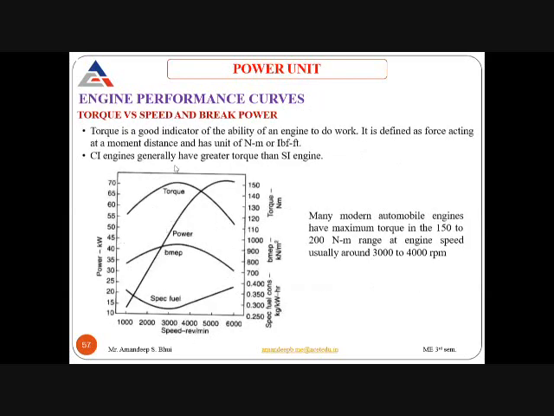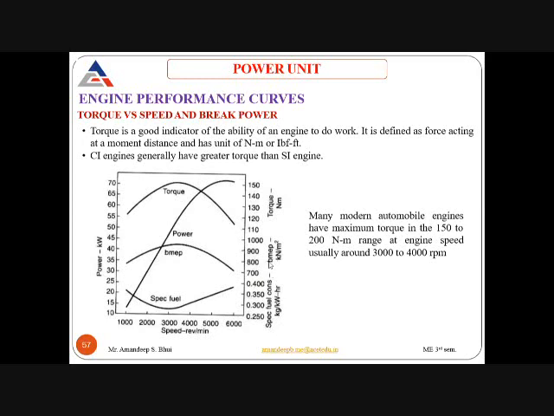Next graph is about the torque versus speed and the brake power. Here you can see that on the left hand side we have the power in terms of kilowatts, varying in steps of 5. It starts from 10 kilowatt, 15, 20, and goes up to 70 kilowatt. At the bottom, you have the RPMs starting from 1000 RPM to 6000 RPM. On the right hand side, there is specific fuel consumption. It varies from 0.25 to 0.4, in terms of kilograms per kilowatt hour.